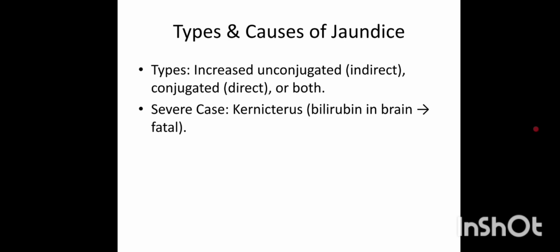So there are actually three types of jaundice. The first type is the increase of unconjugated form. The second type is the increase of conjugated form, while the third type is the increase of both conjugated and unconjugated form. Most jaundice cases are mild, but some are really dangerous. In newborns, extremely high bilirubin levels can cause kernicterus, where bilirubin gets into the brain and causes permanent damage. In adults, if jaundice comes with fever, severe pain, or weight loss, it could mean a serious liver or bile duct problem.